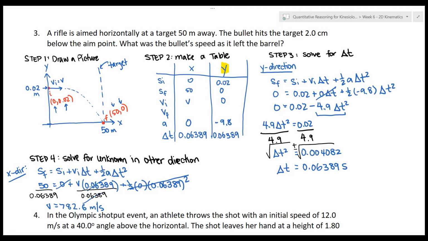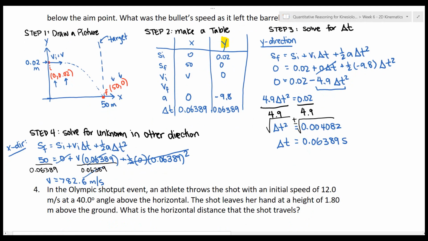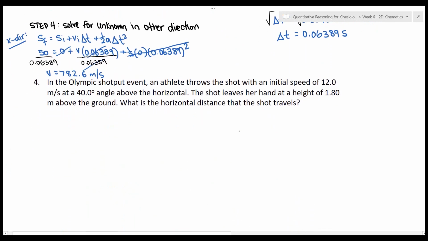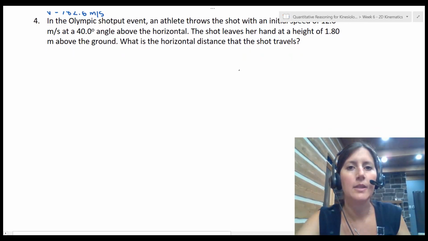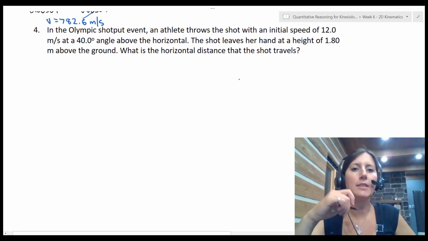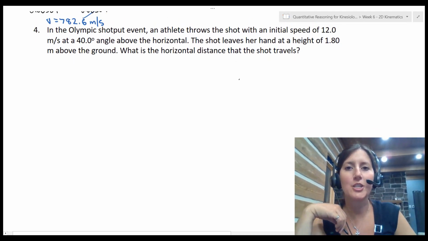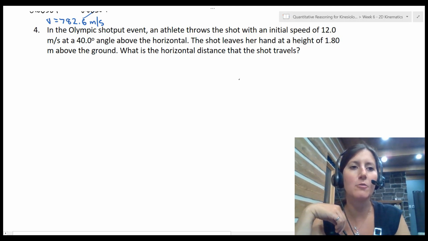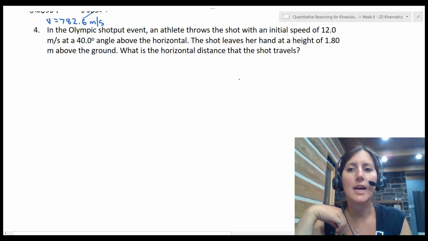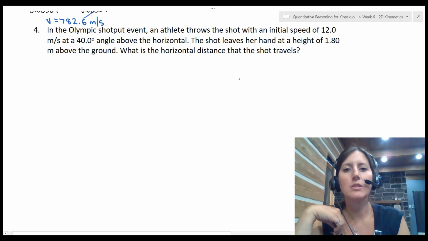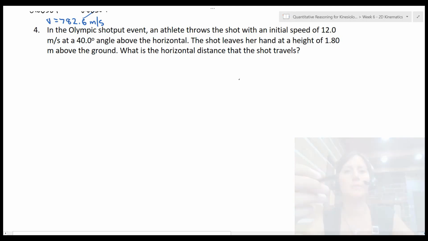All right, that was question 3. We have one question to go. Number 4. In the Olympic shot put event, an athlete throws the shot with an initial speed of 12 meters per second at a 40-degree angle above the horizontal. The shot leaves her hand at a height of 1.80 meters above the ground. What is the horizontal distance that the shot travels?